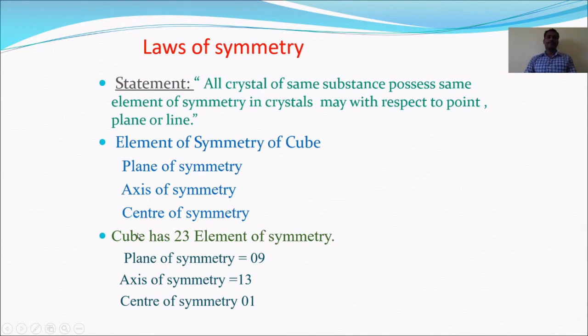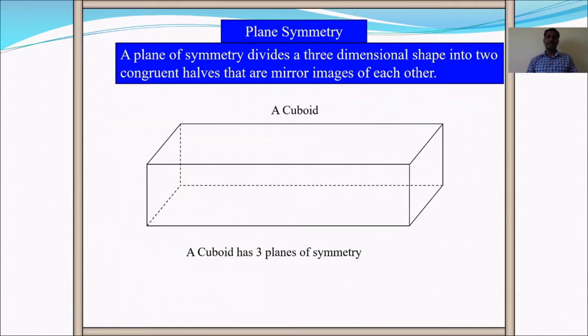Now the law of symmetry. Statement: all crystals of the same substance possess the same elements of symmetry. In a crystal, elements of symmetry can be studied with respect to a point, plane, or line. A cube has 23 elements of symmetry: 9 planes of symmetry, 13 axes of symmetry, and 1 center of symmetry.